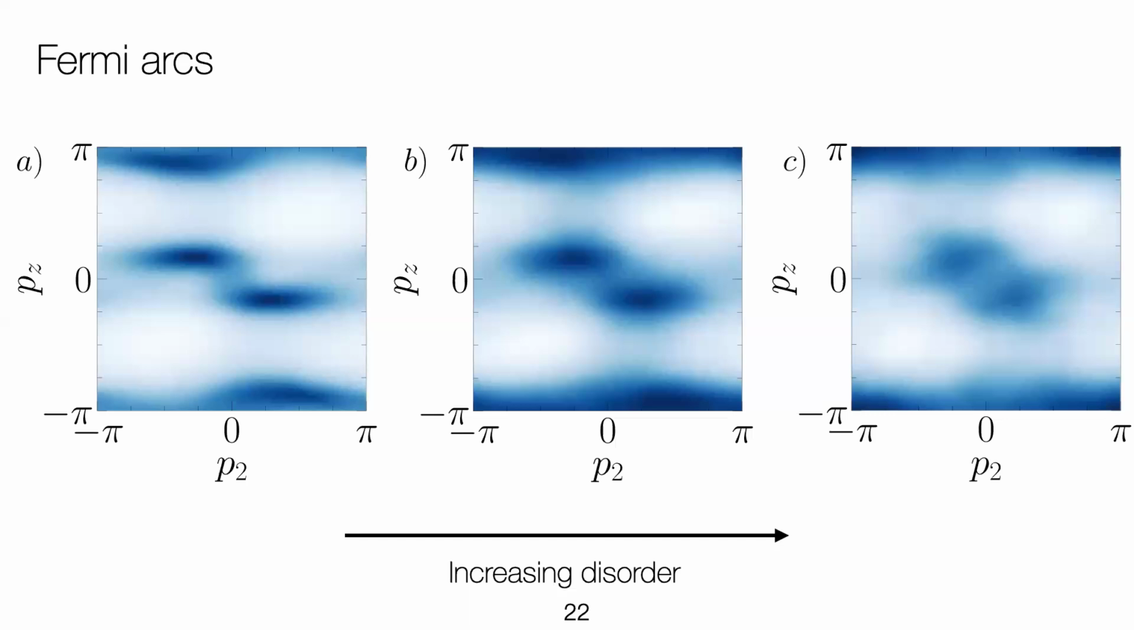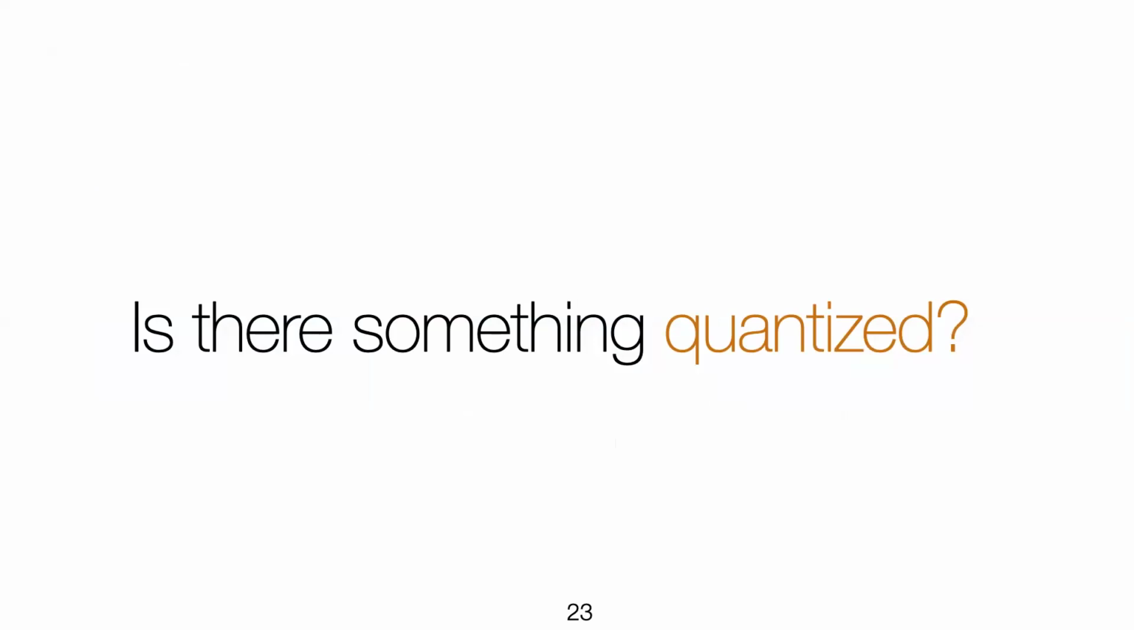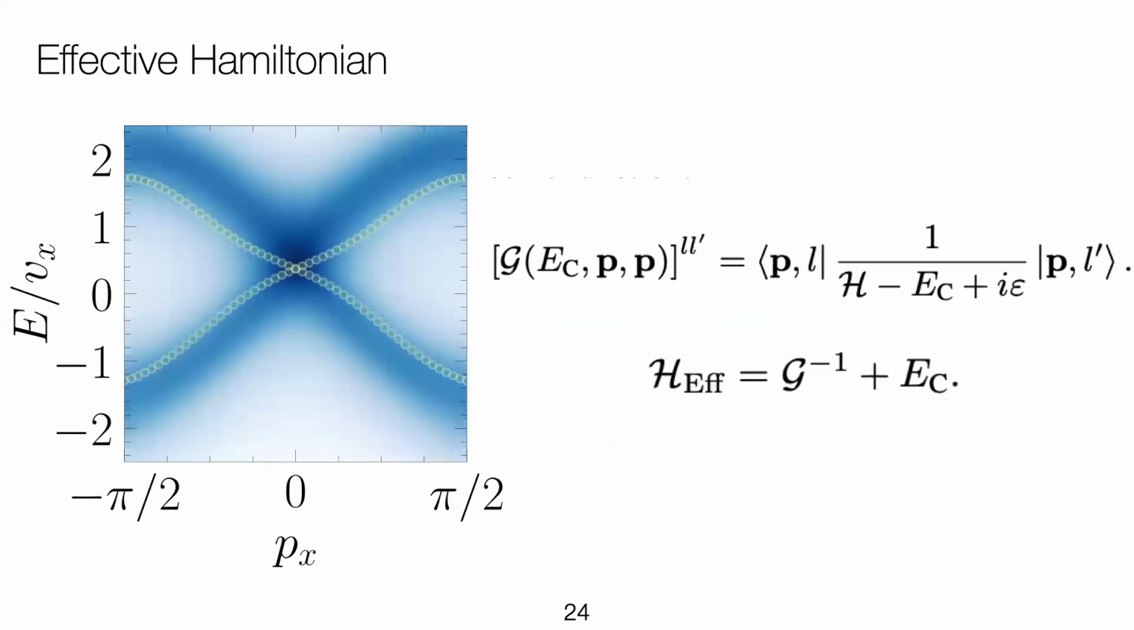Good. Then, okay, I just said we have these linear crossings. We have something that looks very much like Fermions, but we also want to compute some numbers. So one question is, is there something quantized in the system? To know whether or not there is something quantized, we use what's called the effective Hamiltonian. The starting point is to define the momentum resolved Green function that I mentioned. This is just the real space Green function sandwiched with the plane waves, where n are the orbital degrees of freedom, in this case spin. And you define the effective Hamiltonian as the inverse of this effective Green function plus the energy, which is the same as you plug here.